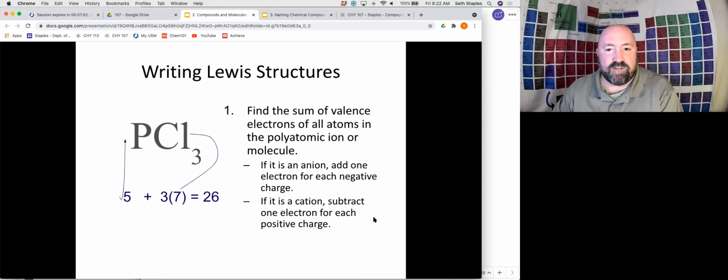And if it's a polyatomic cation, then we're going to subtract an electron for each positive charge. And so we've got our total electron count now.